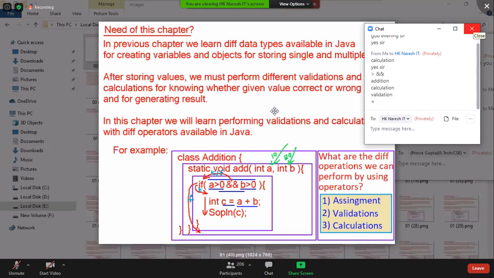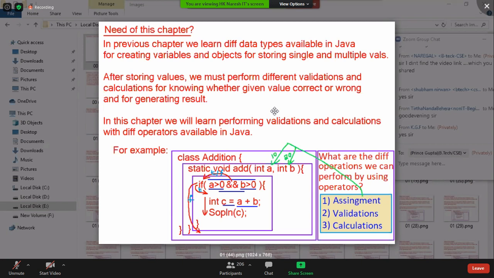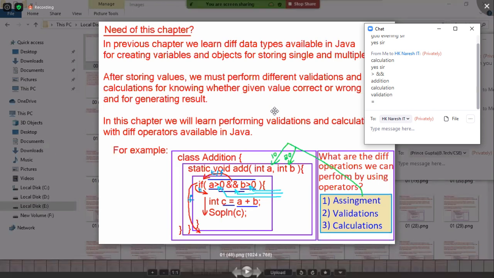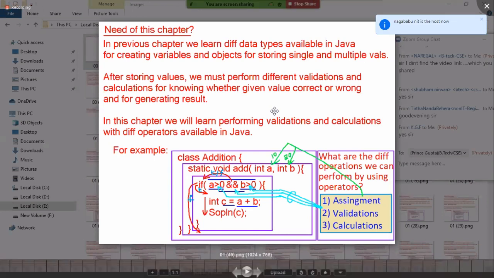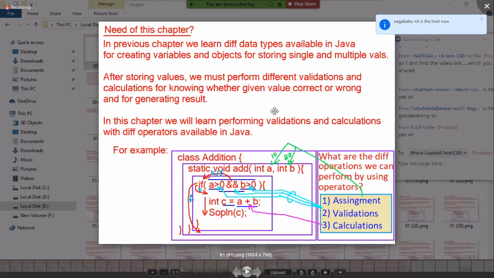First you always do assignment. Next, a greater than 0, b greater than 0, what is this operation? This is validation. The next, a plus b, now what is that? A plus b is a calculation. It's generating the results, so that's why it is called calculation. Everybody understand? So tell me, how many operations can we perform by using an operator? 3 operations: assignment operation, validation operation, calculation operation.